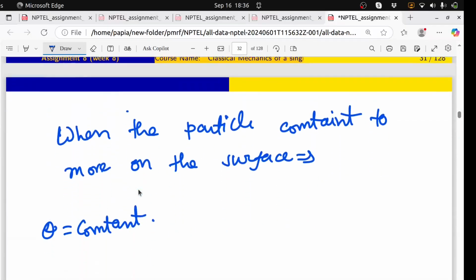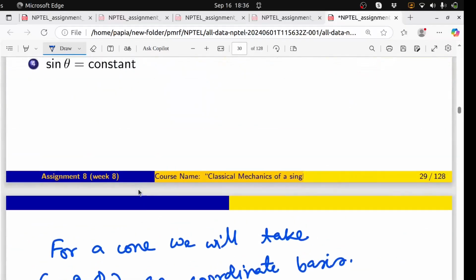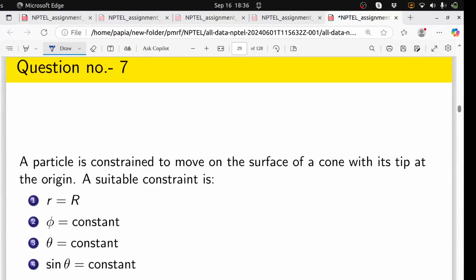So now let me go for the options. You can see that r equals to r. So r equals to r means this is nothing but a sphere equation that we will talk a little bit later also. It is not a cone, it is a sphere.